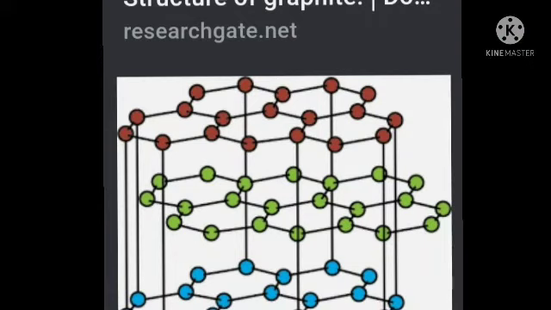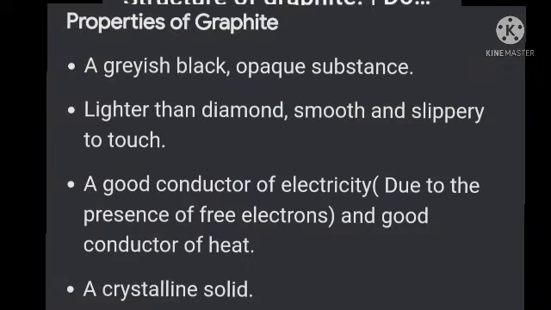Good morning, students. Last class we learned about the structure of graphite. Today we are going to learn the properties of graphite and its use. First property, it has a metallic texture and is opaque to light.